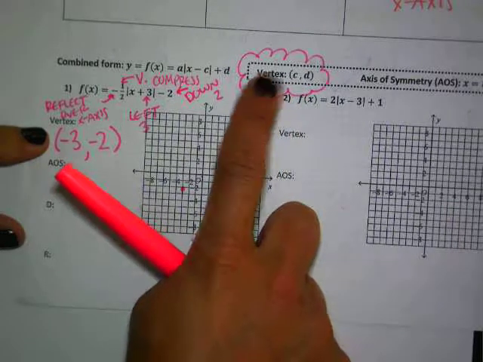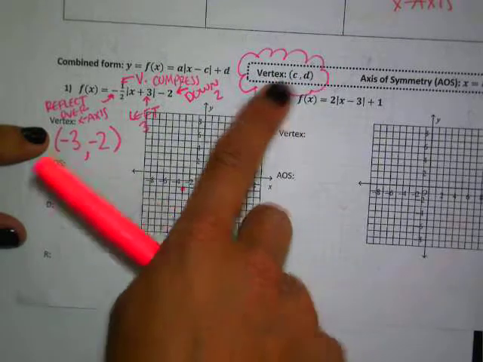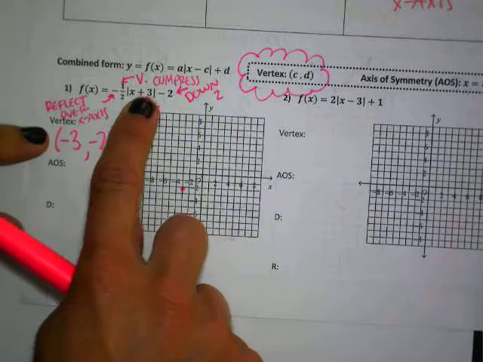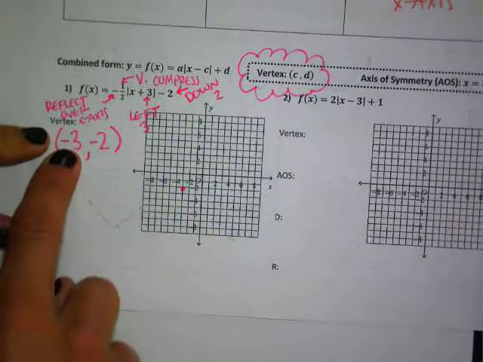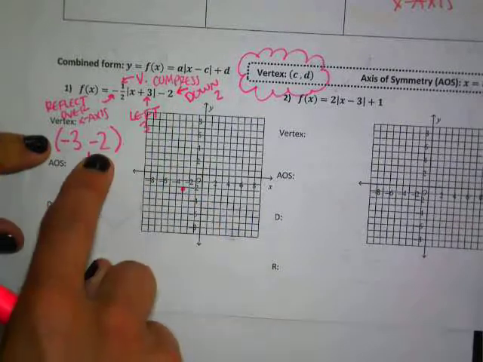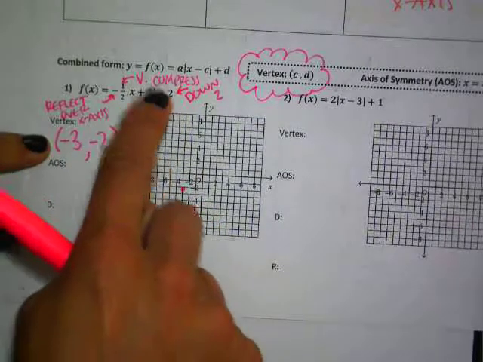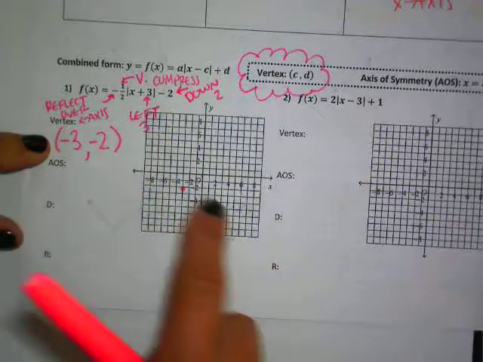Now, you have to let the teacher explain it to me. The vertex is these 2 numbers. So it's always going to be these 2 numbers right here. The inside one, you have to switch the sign. So instead of it being a +3, it's going to be a -3. The outside one stays the same. Okay. So these 2 numbers right here will always be the vertex. All right, so this is my vertex.